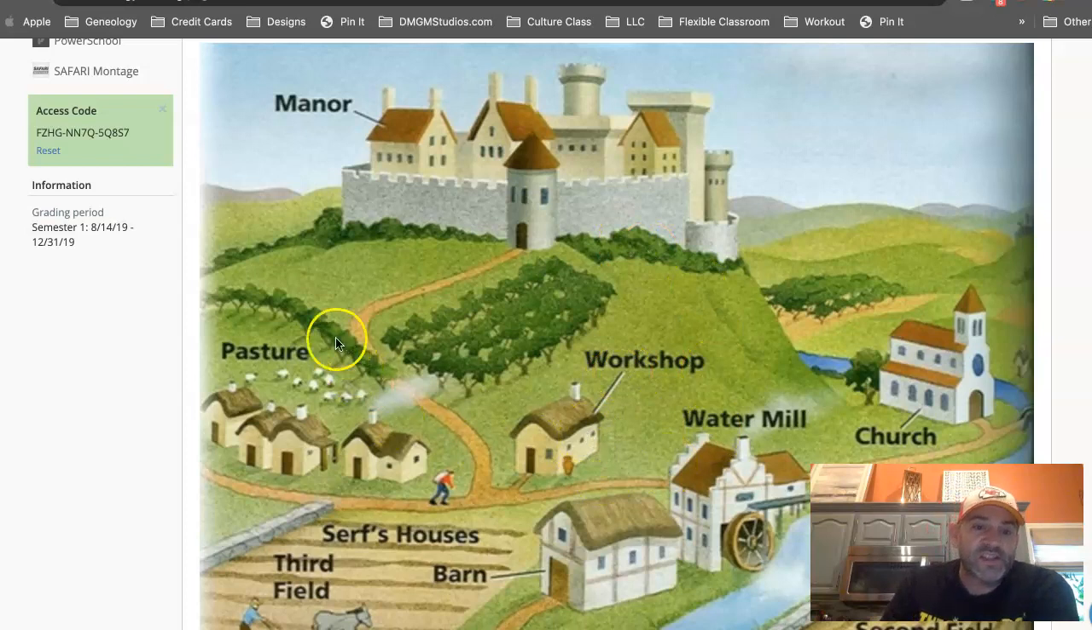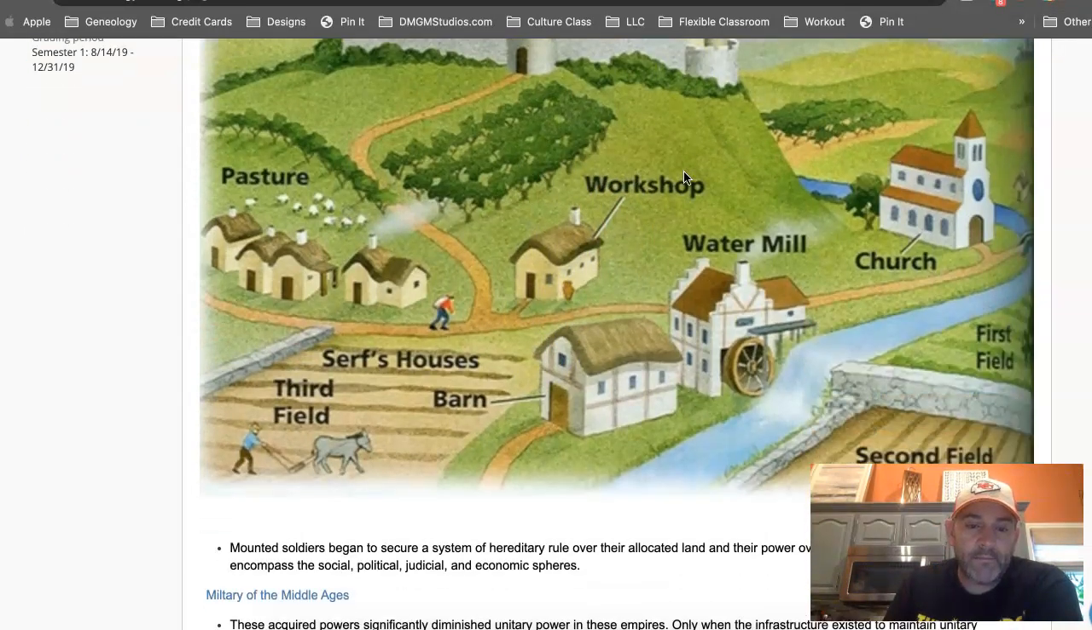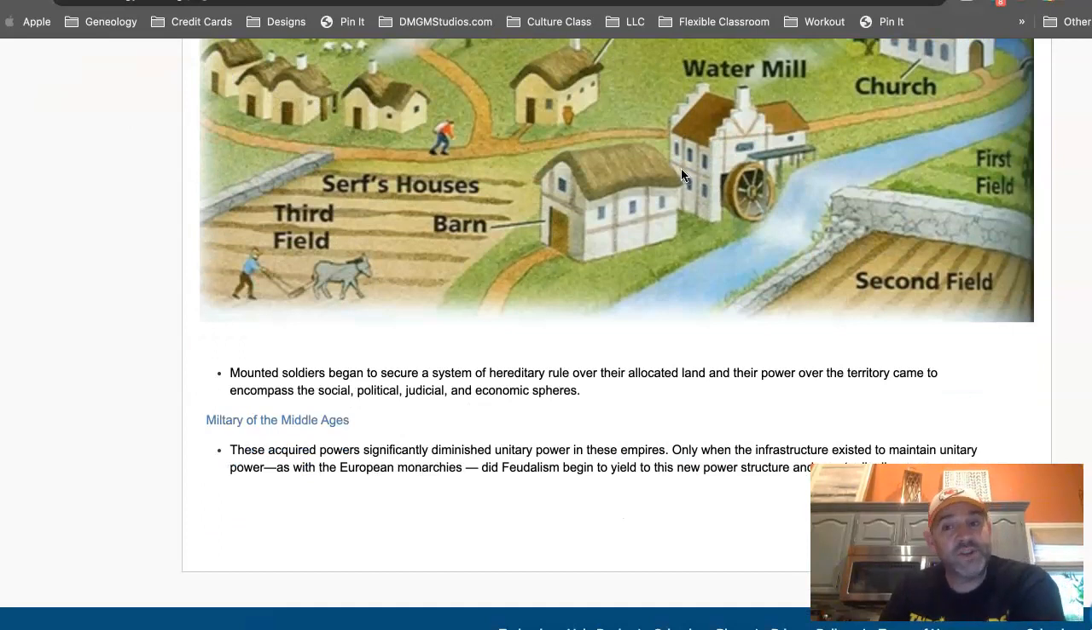Okay? So out here, beyond the walls, though, you had like churches, and you had lots and lots of smaller houses where serfs lived with their families, workshops and pastures and things like that. All right? That is what I want you to get out of this.